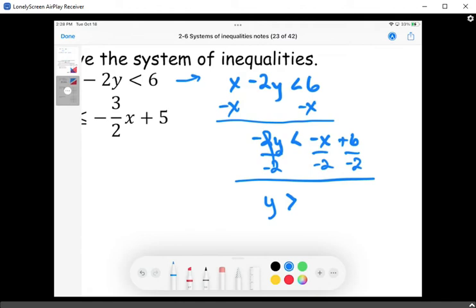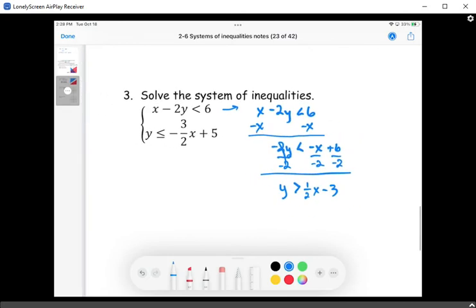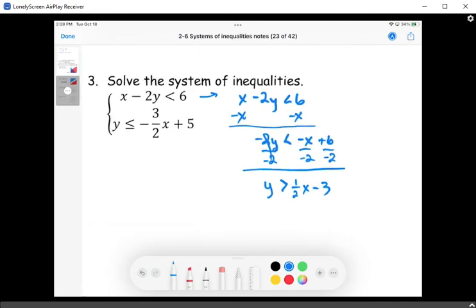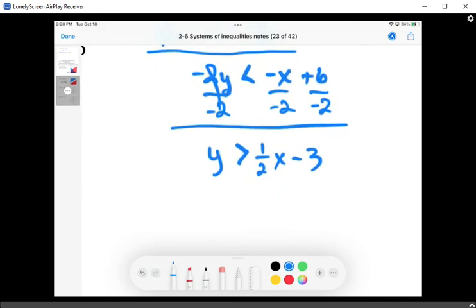Okay, on the right, we've got negative x over negative 2. I'm going to turn that into positive 1/2 x. And we've got plus 6 over negative 2. That makes it minus 3 right there. Okay, so now I'm working with this inequality. We've got y by itself. This is going to be a dotted line, and we are going to shade above it.